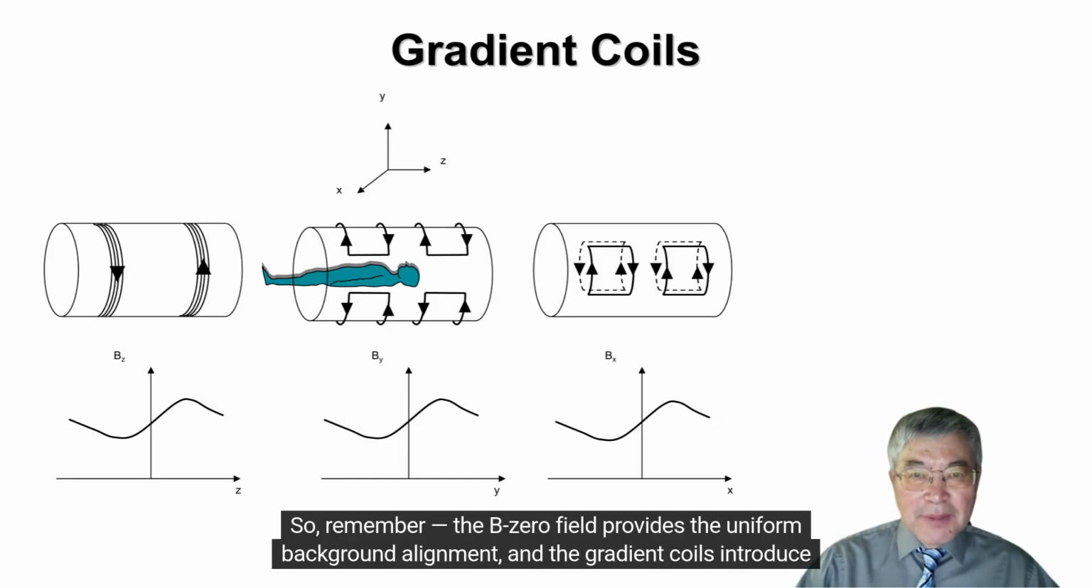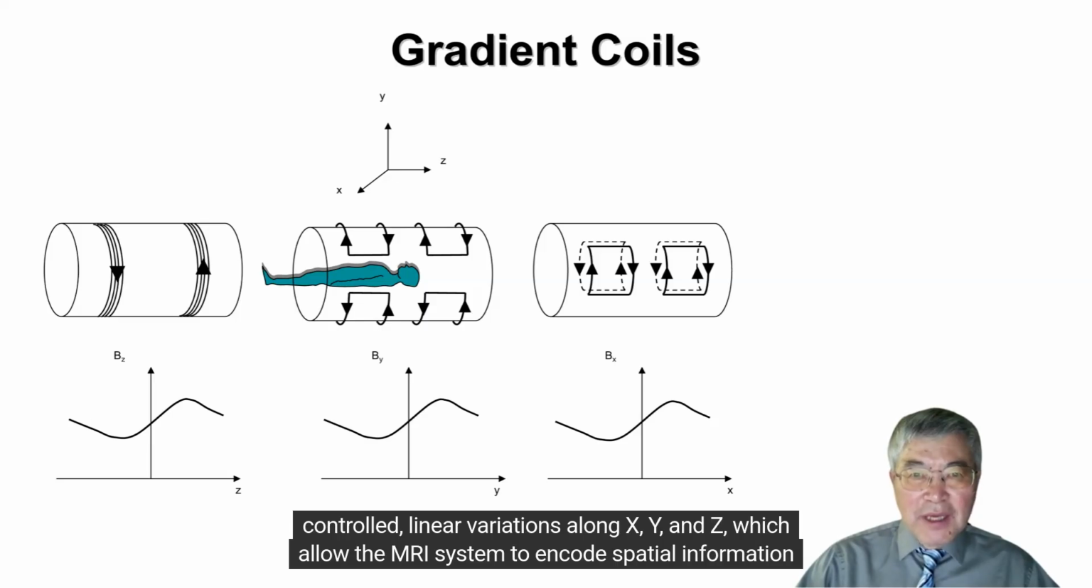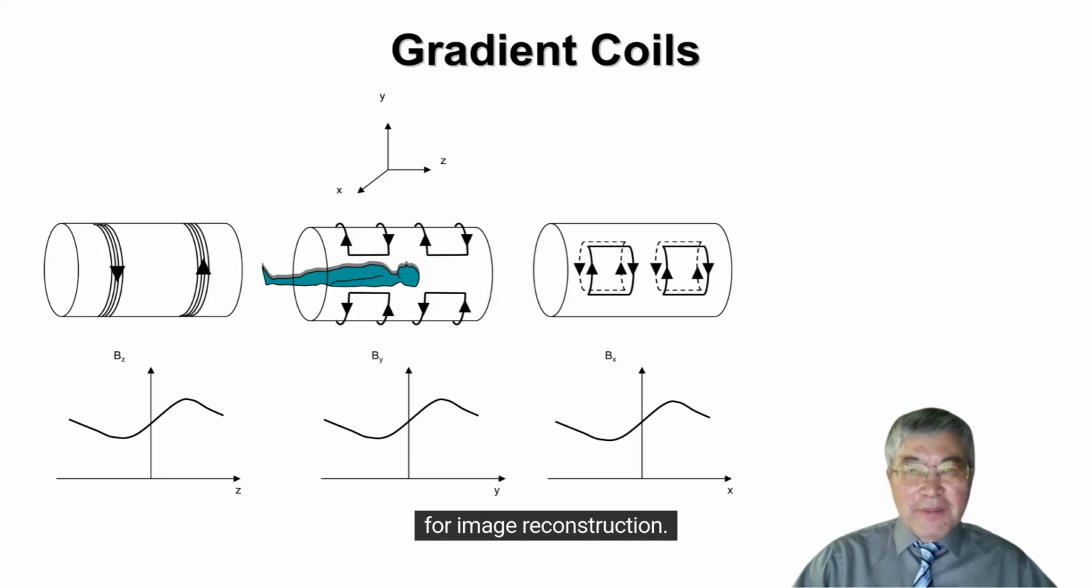So remember, the B0 field provides the uniform background alignment, and the gradient coils introduce controlled linear variations along X, Y, and Z, which allow the MRI system to encode spatial information for image reconstruction.